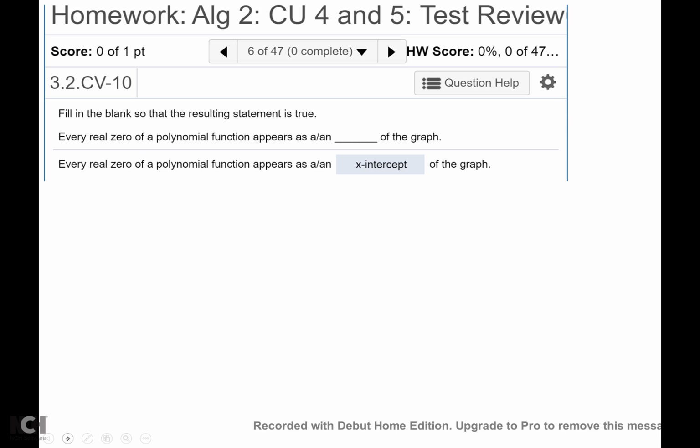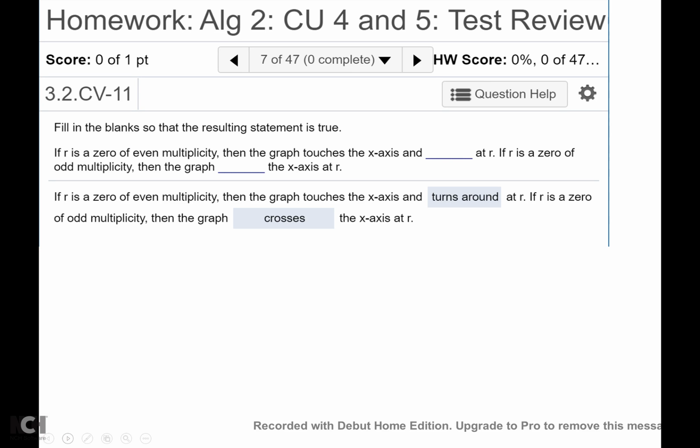Okay, every real zero of a polynomial function appears as an x-intercept. Your zeros are your x-intercepts of the graph. Okay, it says if r is a zero of even multiplicity, then the graph touches the x-axis and turns around. If r is a zero of odd multiplicity, then it crosses.